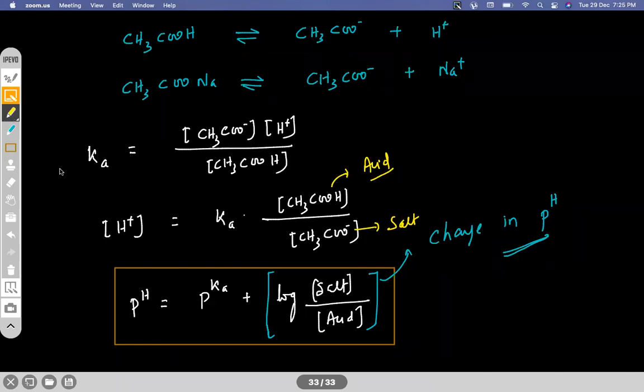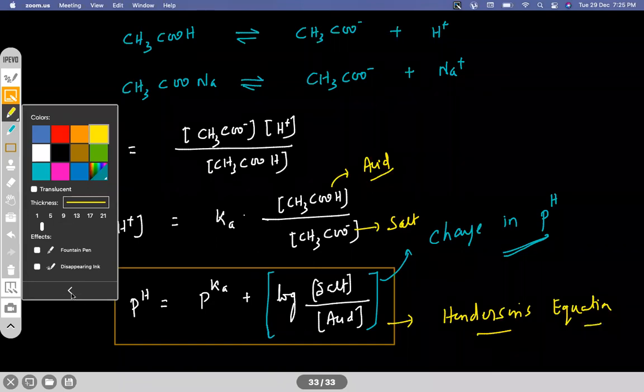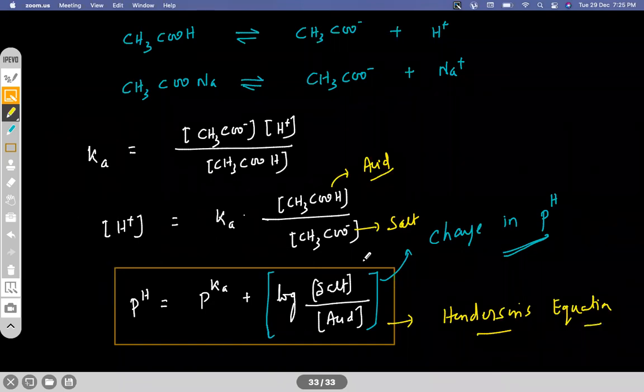This equation, we call it Henderson's equation. Not important, just a name. Henderson's equation. Okay, so this is the pH calculation. You can easily calculate the pH of the solution from this.